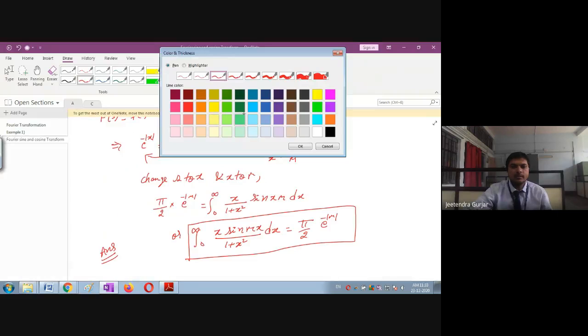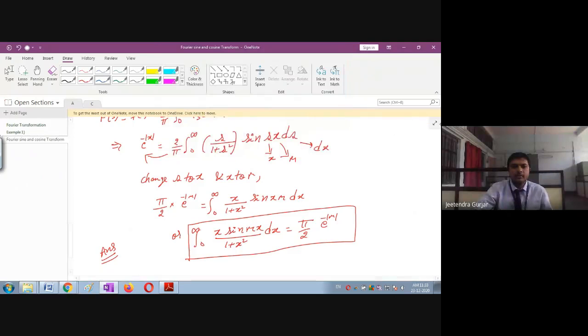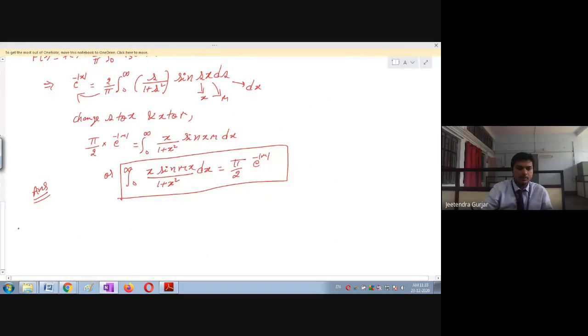Next example, you can see this is also quite easy. So I think within 15 minutes is more than enough to solve this type of example. So example 2 we will go. So now you can see again, find the Fourier sine transform of e raised to minus ax divided by x, where a is greater than 0.